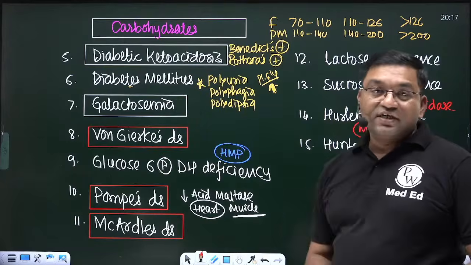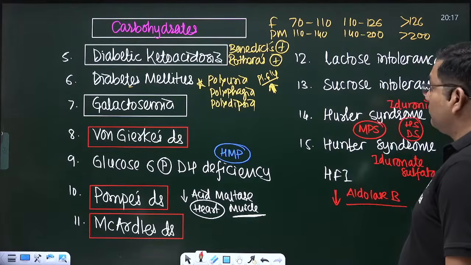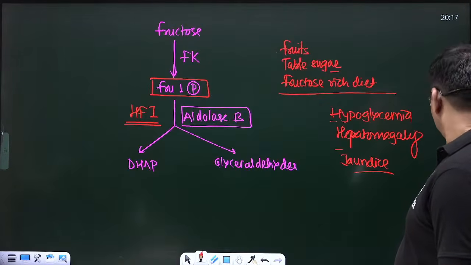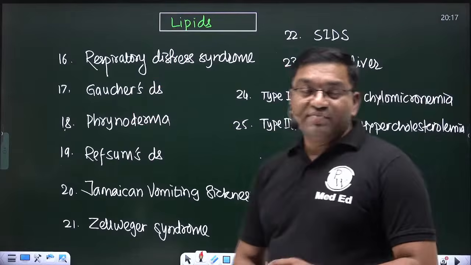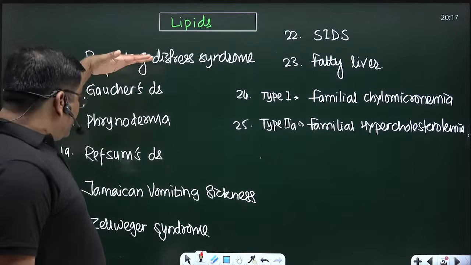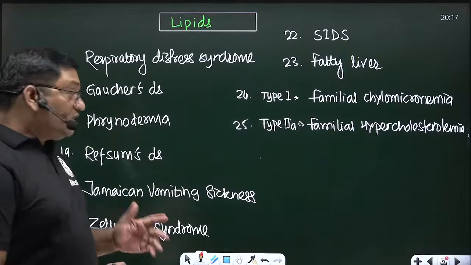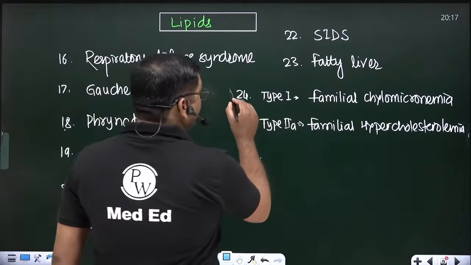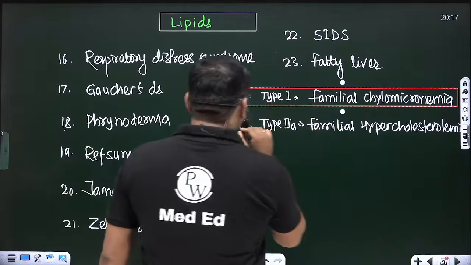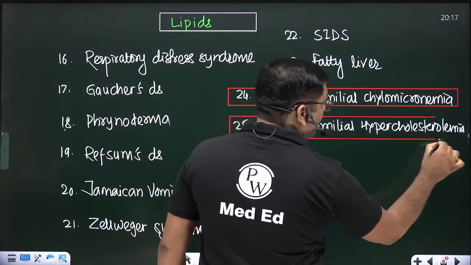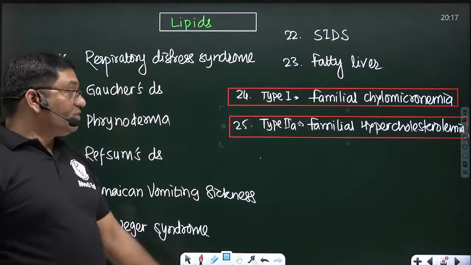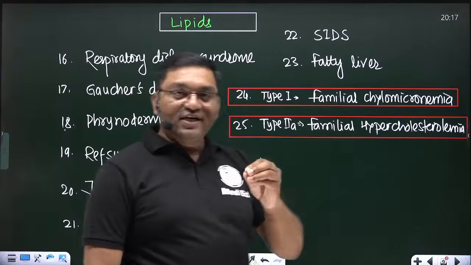So this is related with carbohydrate chemistry and metabolism. Now the lipid chemistry and metabolism, these are the important clinical cases. अभी ये सब diseases important थे. Now these two are gaining importance, that is type 1 familial chylomicronemia and type 2A, that is familial hypercholesterolemia. These are the important clinical cases from lipid metabolism, lipoprotein metabolism and related disorders.